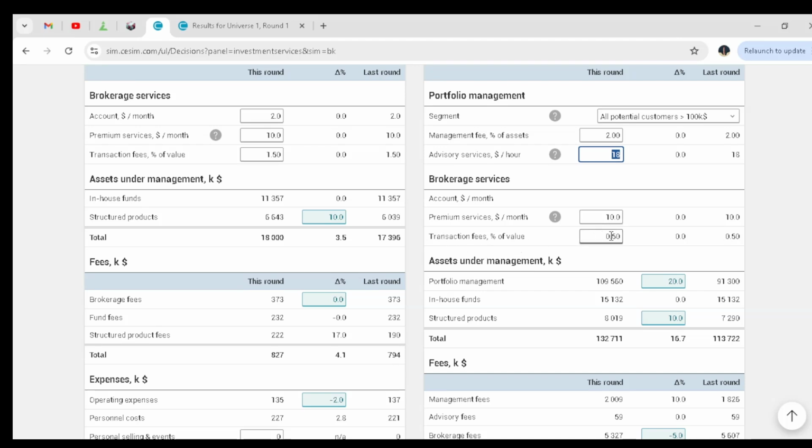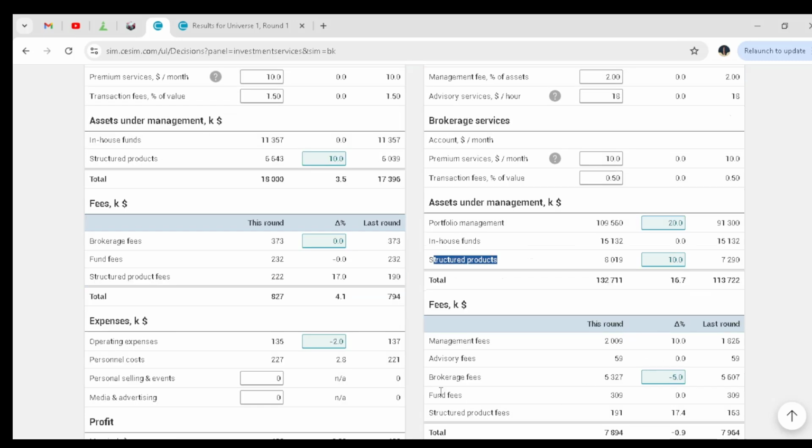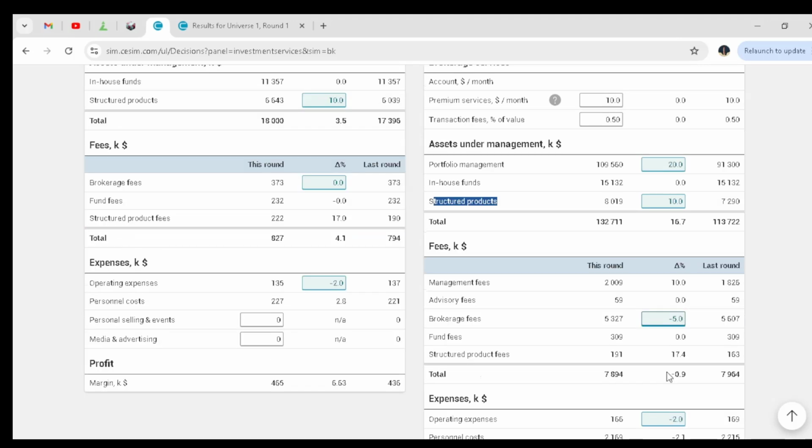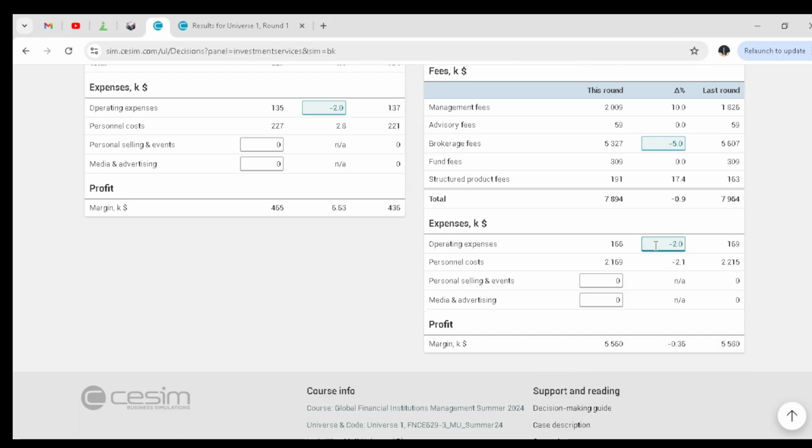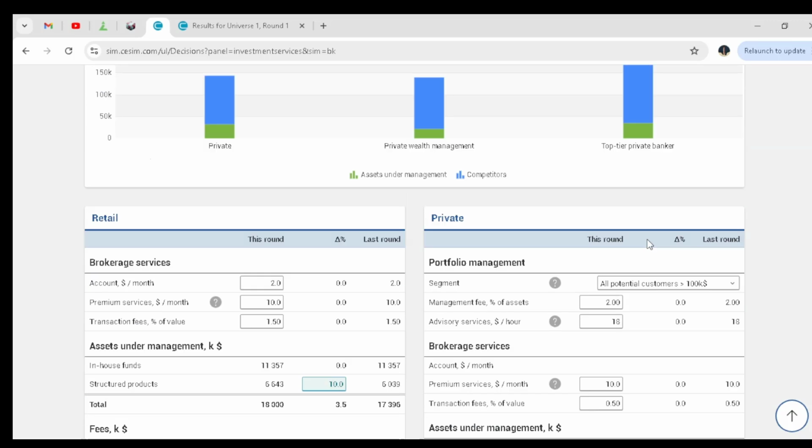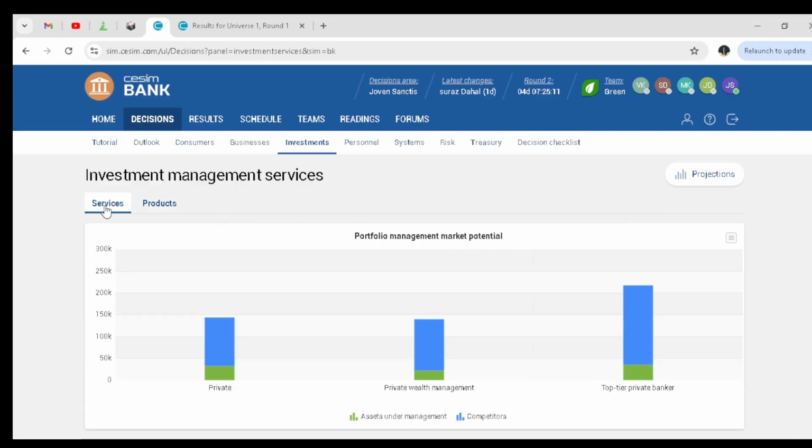Transaction fees at 0.50. Assets under management, portfolio management, we shall just give it 20. Structured products shall maintain at 10. And the fees shall maintain it at negative 5.0. Expenses also shall maintain at negative 2.0. Going to the top, that's all about the services.